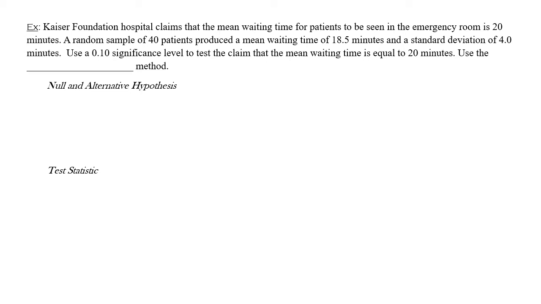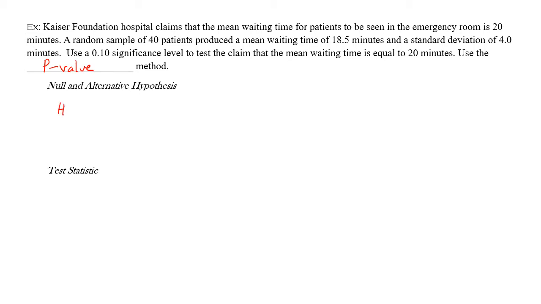So let's walk through an example. Kaiser Foundation Hospital claims that the mean waiting time for patients to be seen in the emergency room is 20 minutes. A random sample of 40 patients produced a mean waiting time of 18.5 minutes and a standard deviation of 4 minutes. Use a 0.10 significance level to test the claim that the mean waiting time is equal to 20 minutes. And of course here I'm going to do the p-value method.